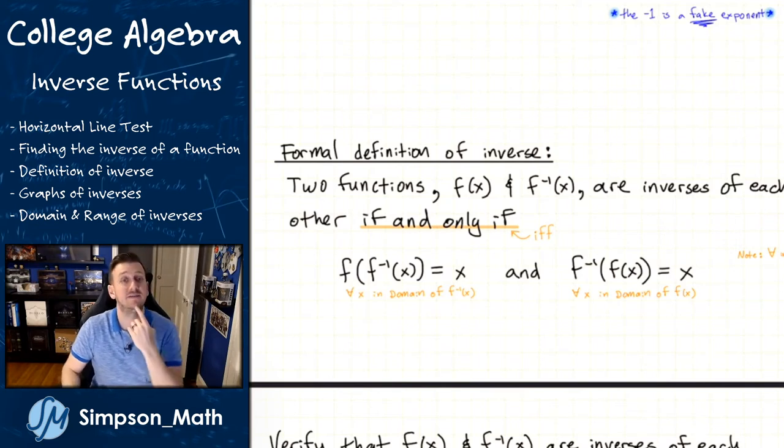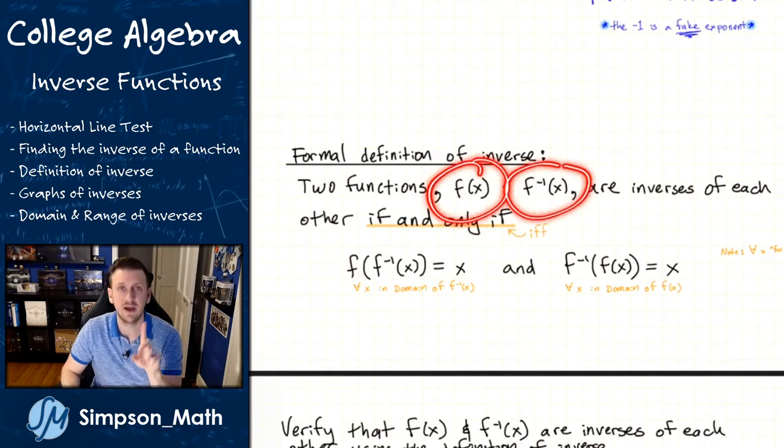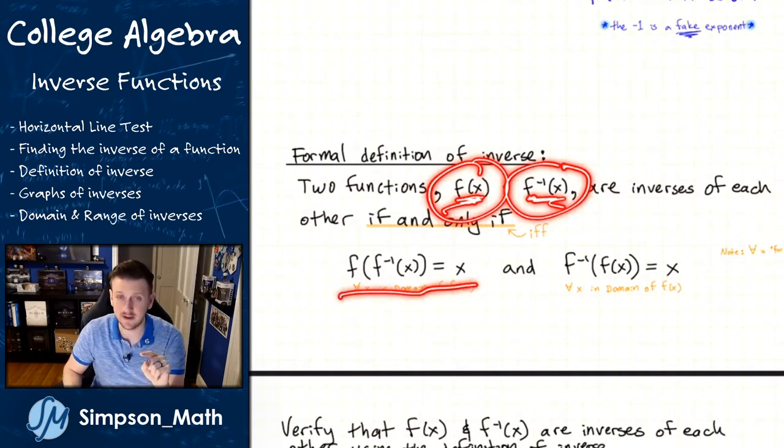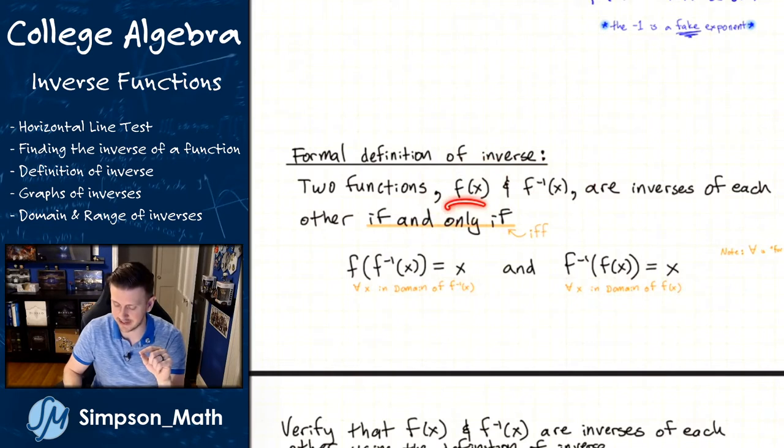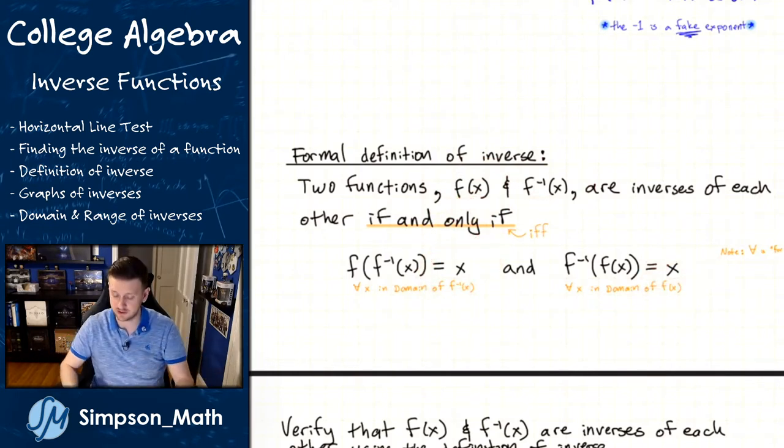So what this means is if I tell you, hey guys, I have two things, they are inverses of each other, or your professor or the text says these two things are inverses of each other, then that means it will be true that f of f inverse of x and f inverse of f of x will equal x. So both of these, if you composite them together, they will equal x. And then the other way around is true.